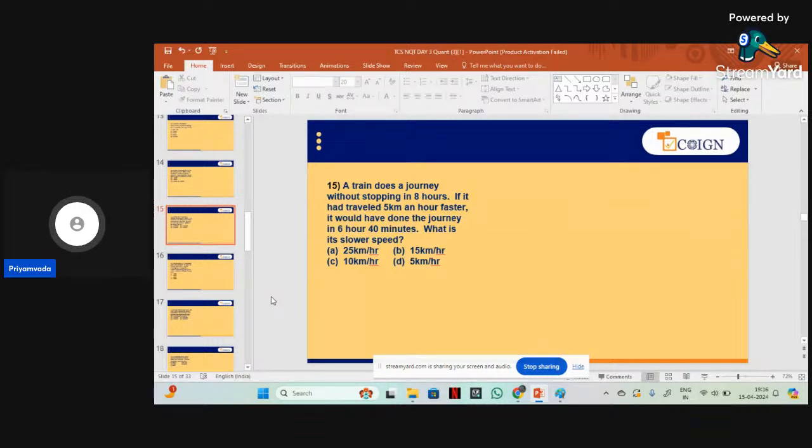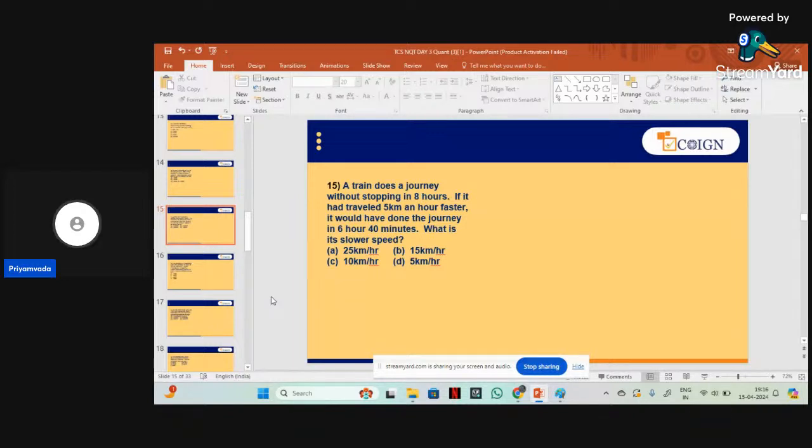A train ran a journey without stopping in 8 hours. If it had traveled 5 kilometers an hour faster, it would have done the journey in 6 hours 40 minutes. What is the slowest speed? So they are giving us that the distance traveled is the same, right? And the time and the speeds are varying. So as we have considered, if d1 equals d2, we can write it as s1 t1 equals s2 t2, right?